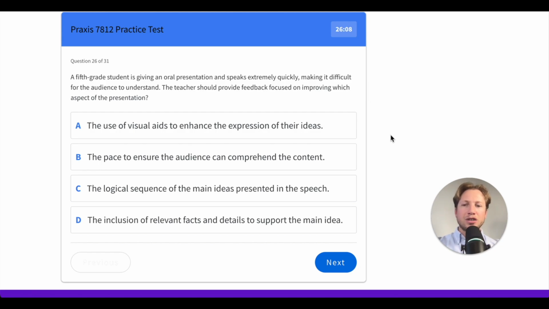All right, 26. This one asks, a 5th grade student is giving an oral presentation and speaks extremely quickly, making it difficult for the audience to understand. The teacher should provide feedback focused on improving which aspect of the presentation?